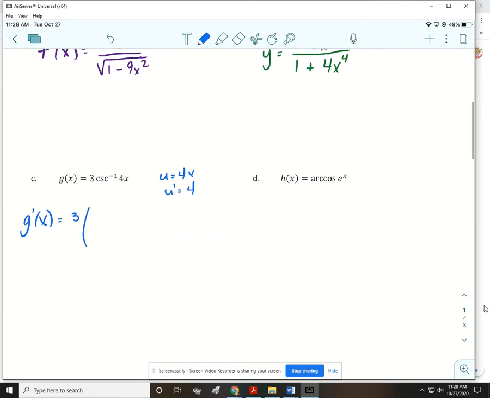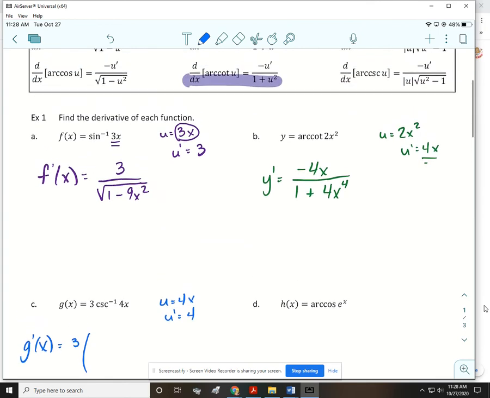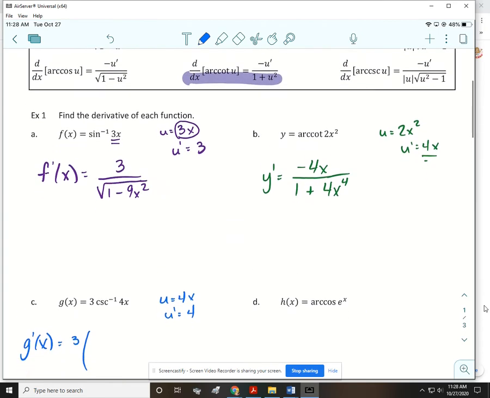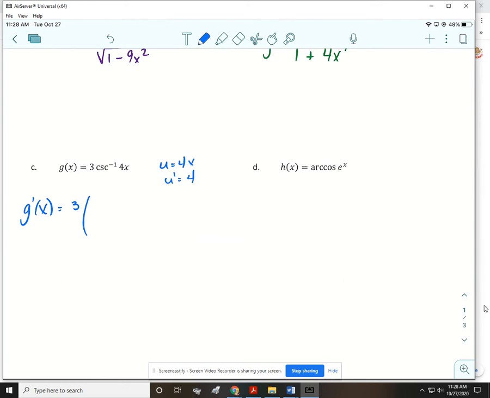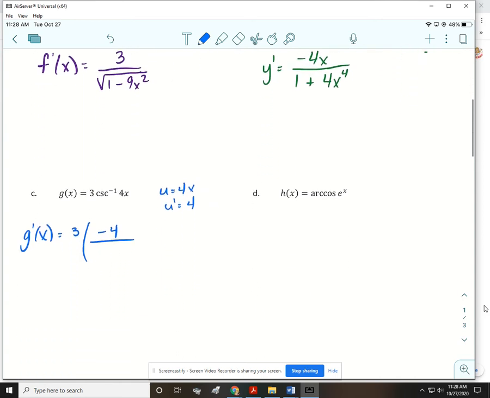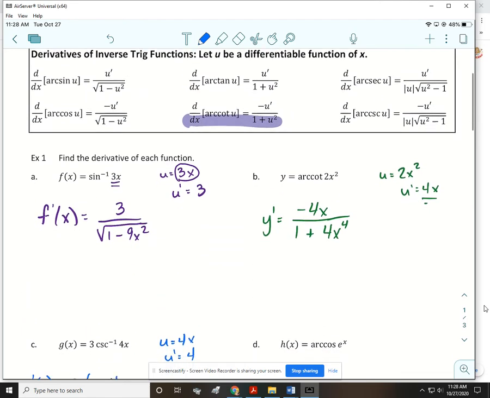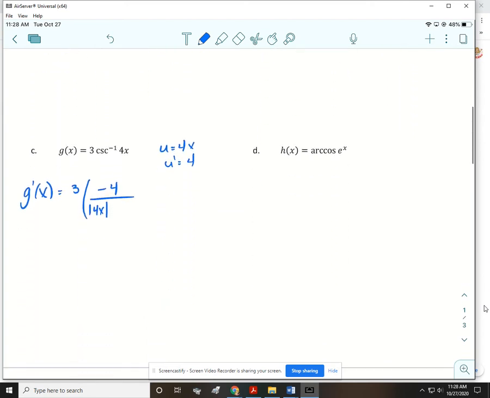So whatever we get, we're going to multiply it by that 3. All right, the derivative of a cosecant, the arc cosecant, is negative u prime. So our numerator is going to be negative 4 over the absolute value of u. So the absolute value of 4x multiplied by the square root of u squared minus 1. So the square root, u squared is going to be 16x squared minus 1.